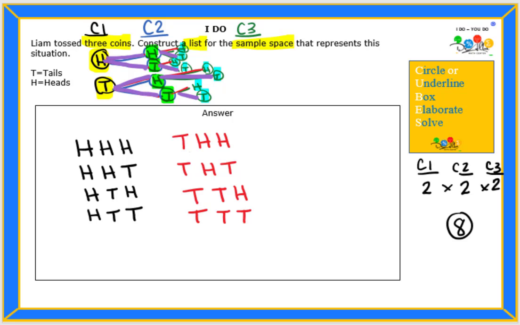Once again, let's look at our question. It says, construct a list of the sample space that represents the situation. So I know we had to construct a list, but I constructed a tree diagram first because I think it was very helpful in helping me follow and trace what the list should look like in an organized manner. It's important to stay organized so that we don't miss any of our combinations or sample spaces. Now it's your turn to try one.